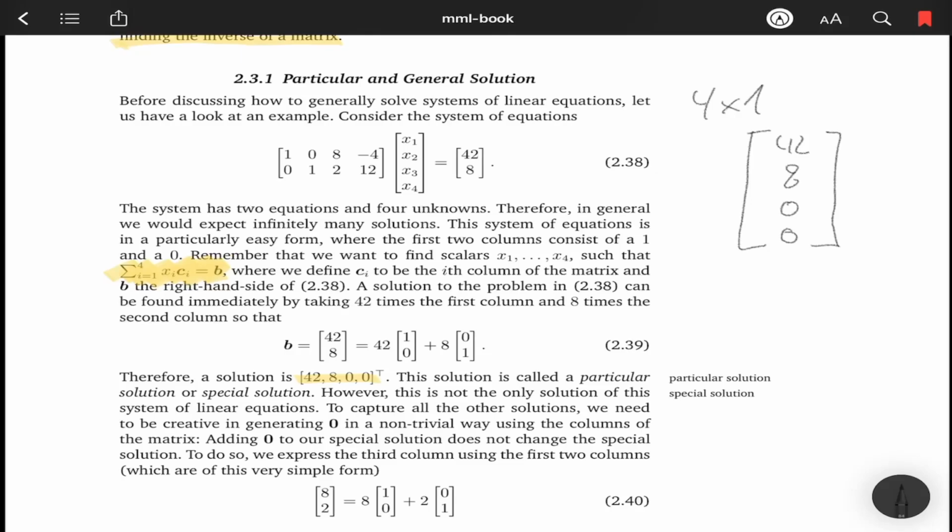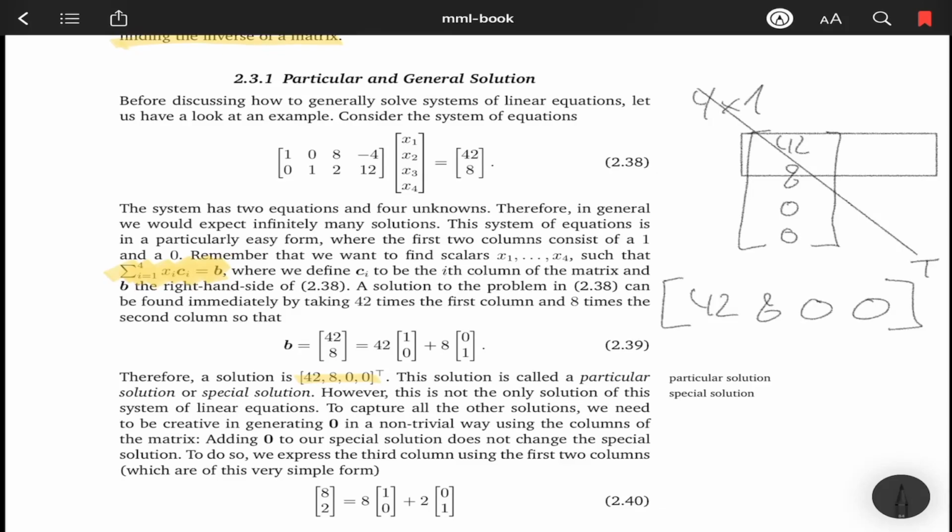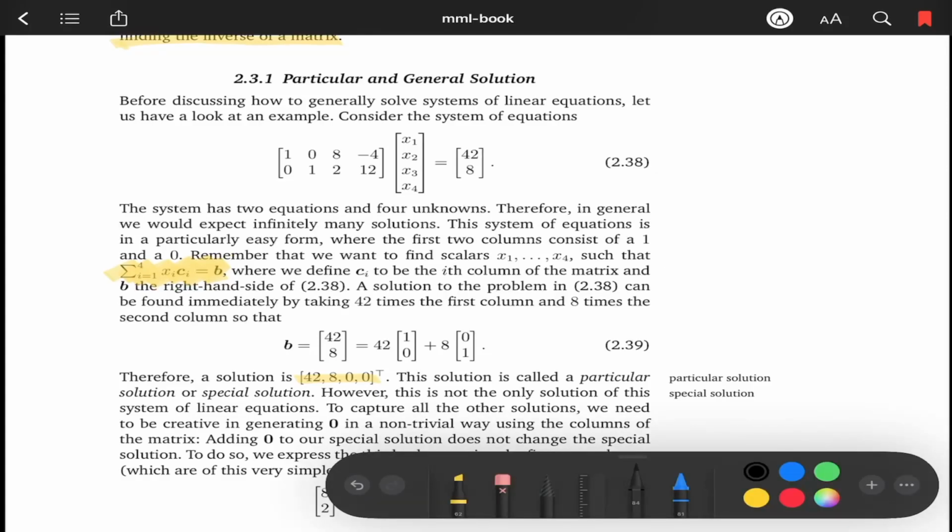And when you transpose it, this is basically the line where you mirror it. If you transpose it, then your vector becomes something like this: 42, 8, 0, 0. And that means that this one is a 1 times 4 matrix. So our solution is exactly that in yellow.